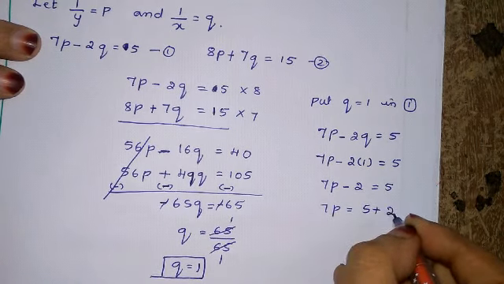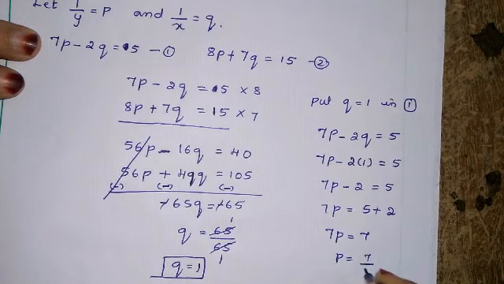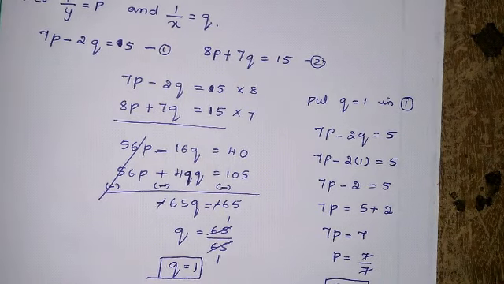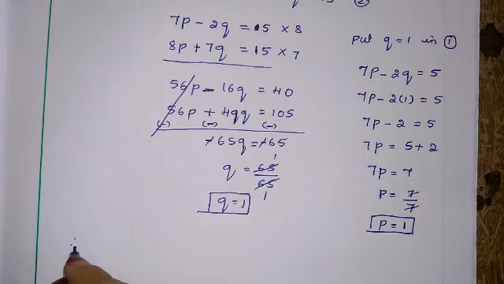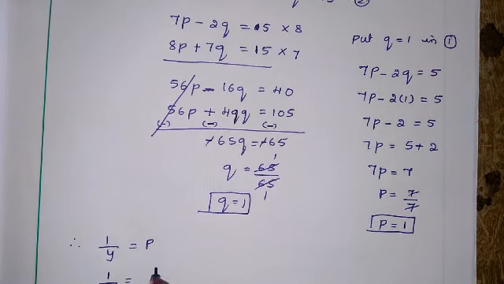If we bring this side, it will become plus. 7p is equal to 5 plus 2 is 7. p is equal to 7 by 7. p is equal to 1. So we got p value also 1 and q value also 1. Let us substitute now. We know that 1 by y is equal to p. So 1 by y is equal to p is 1. So y also is equal to 1.